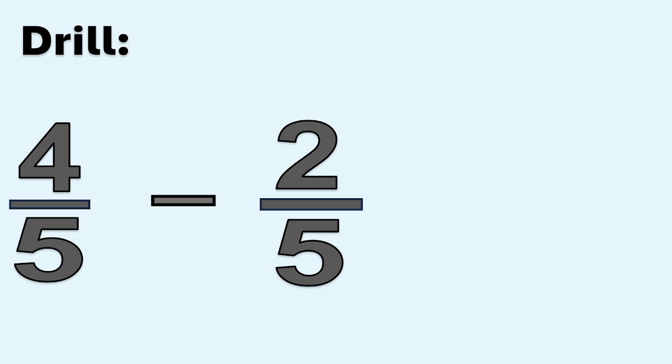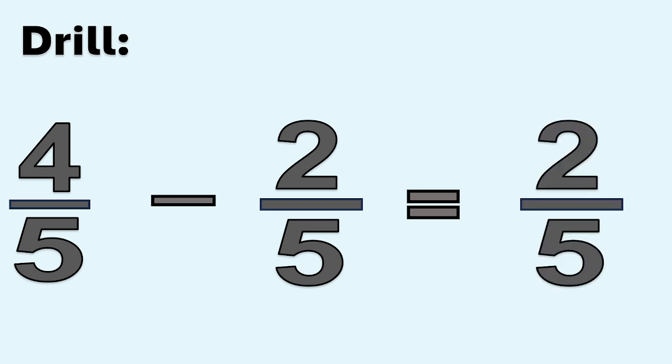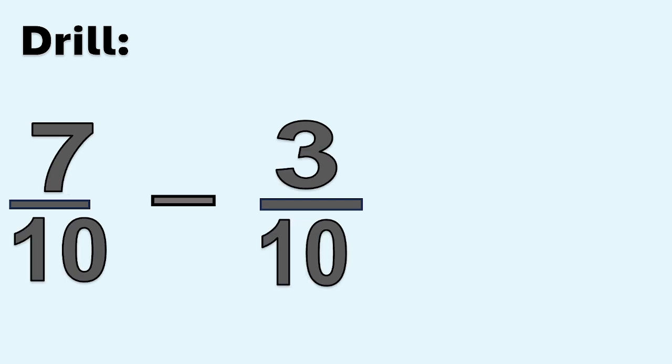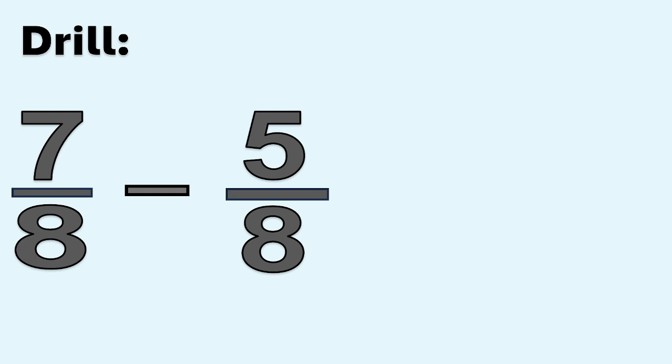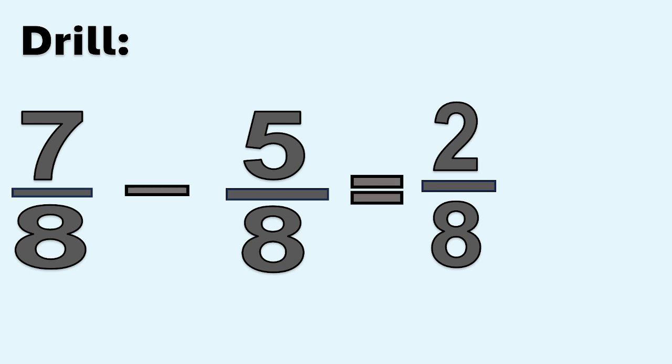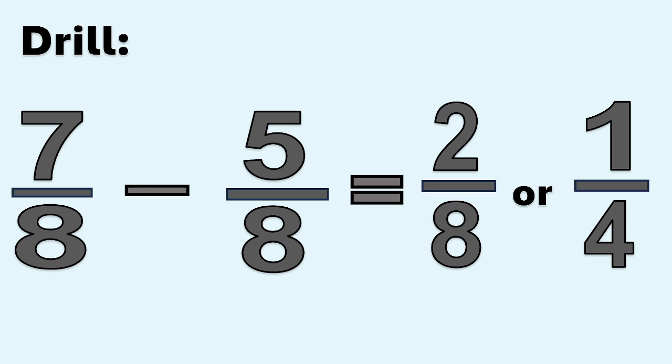First, let's have a drill about subtracting similar fractions. 4/5 minus 2/5 equals 2/5. Next, 7/10 minus 3/10 equals 4/10. 7/8 minus 5/8. So the answer is 2/8 or 1/4.